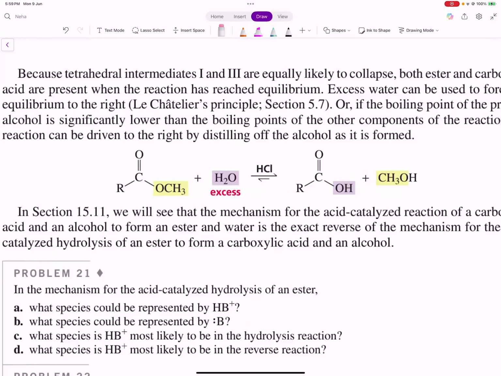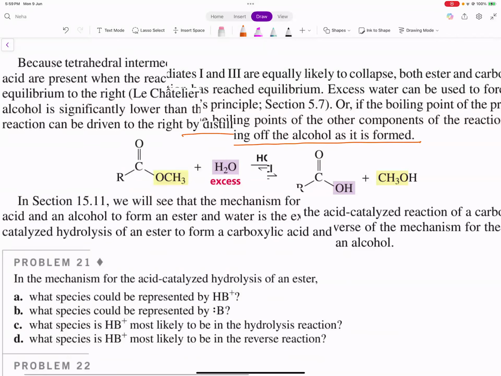So we are distilling off the alcohol as it is formed, meaning I'm heating it to 100 degrees Celsius. We know that methanol has a boiling point slightly less than 100, so it will evaporate. So as soon as it decreases, what is going to happen? The equilibrium will keep on shifting to the right side. Le Chatelier's principle. Clear? When it is not clear, please let me know.